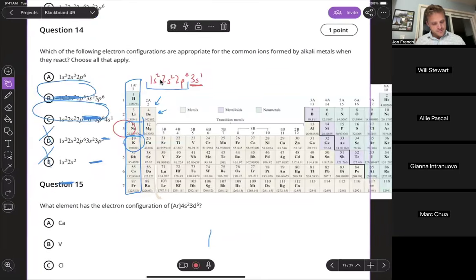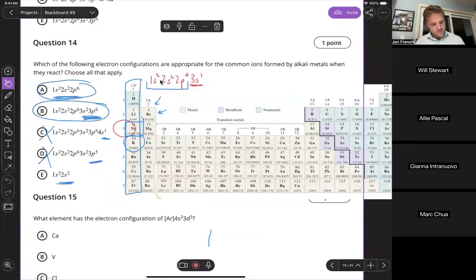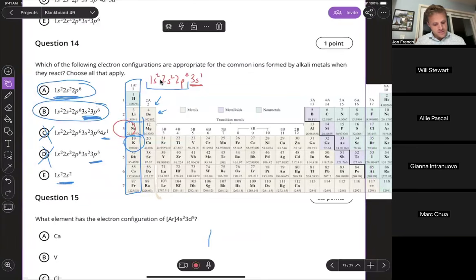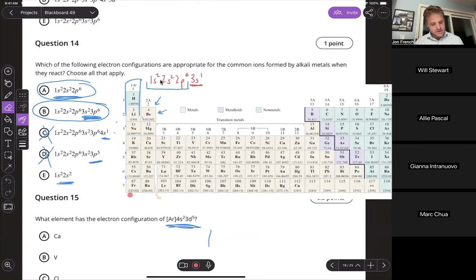All right, my fault. We can still answer question 15 here. I was hoping to move it around a little bit. What element has the electron configuration of argon 4s2? All right, let's find out where we are in the periodic table. Question E is not a viable answer because that's not a noble gas configuration.